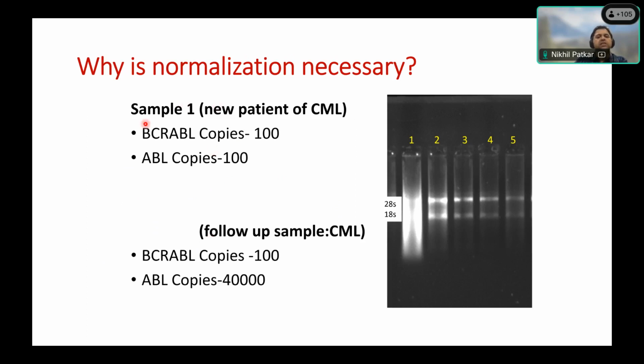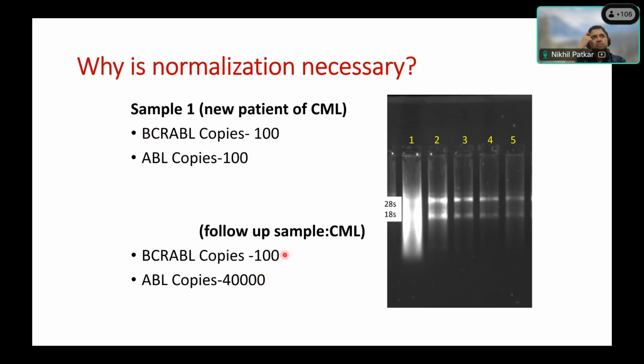In a newly diagnosed patient with BCR-ABL, you have 100 copies of BCR-ABL and 100 copies of ABL. In another patient, a follow-up sample, the number of BCR-ABL copies is 100, but ABL copies are 40,000. You can see that these do not have the same meaning. Although the BCR-ABL copies are the same, since the ABL copies are very low in the first, you can say that this RNA is completely degraded, and this is a different meaning as opposed to a follow-up patient with 40,000 ABL copies and 100 BCR-ABL copies.